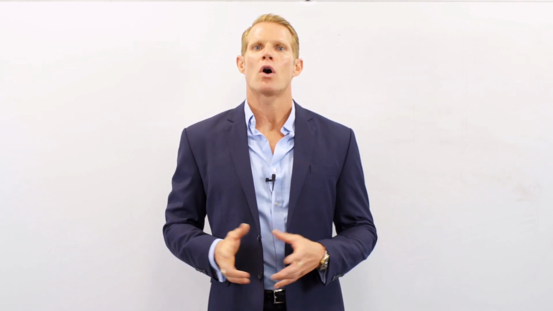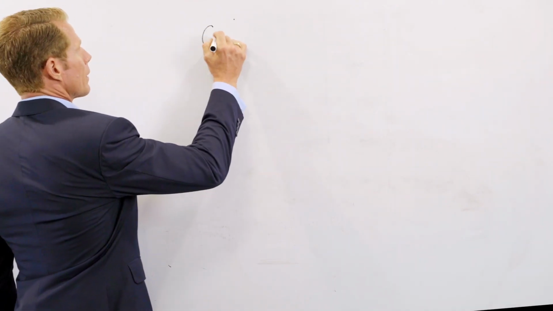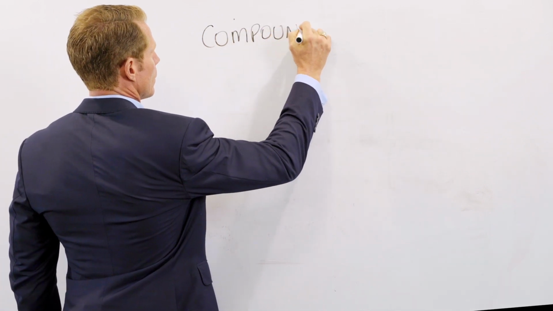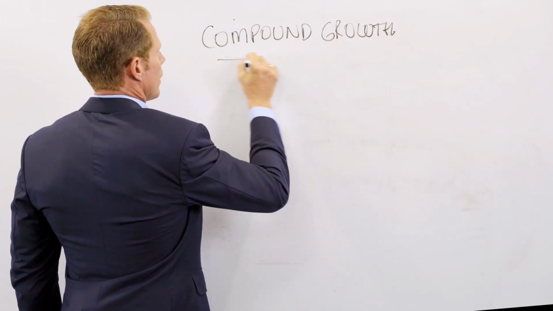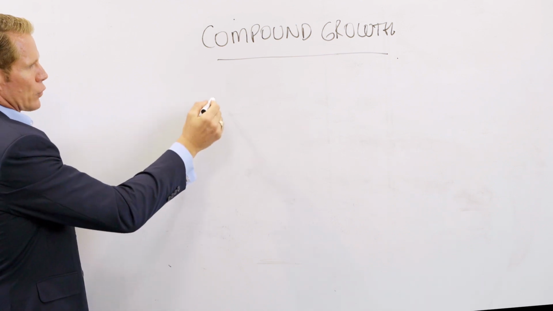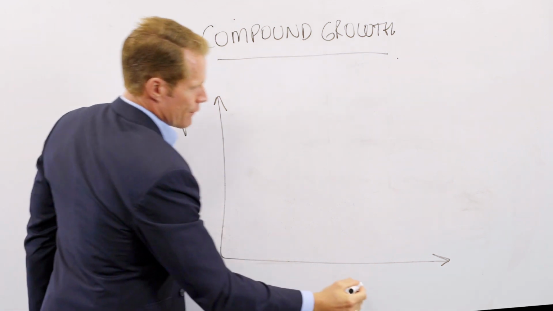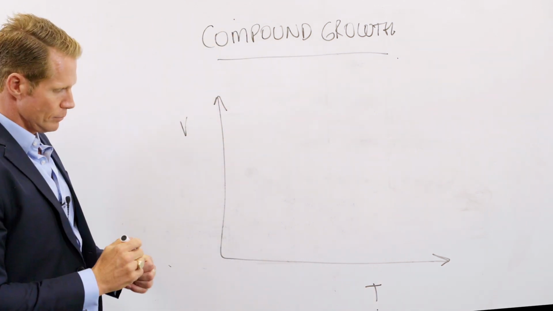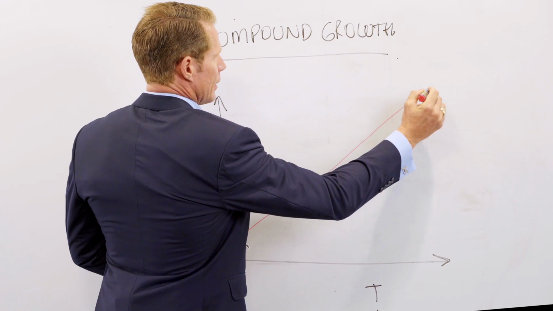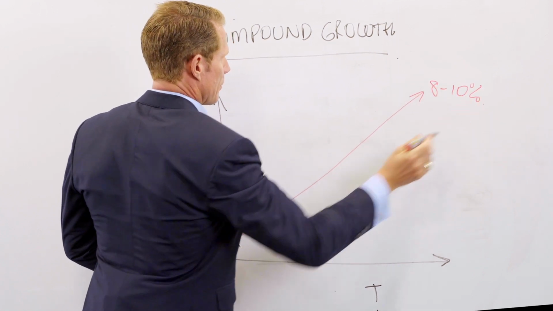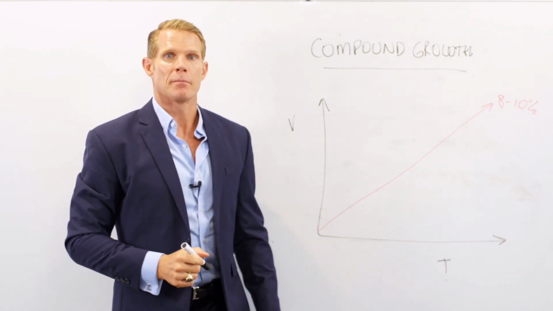So how do we access this compound growth through property? Well, it's relatively simple. Let's have a look now. Okay, what we've got here is a graph of value versus time. The average growth rates on property are around 8 to 10% per annum. And you can check your historical records and that's about what it is. So 8 to 10% per annum.